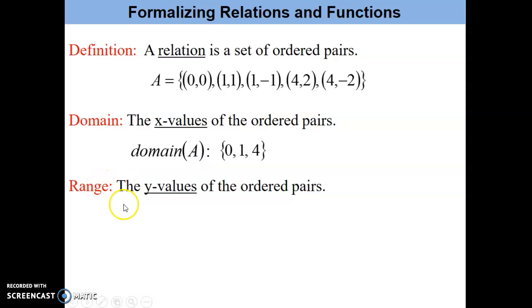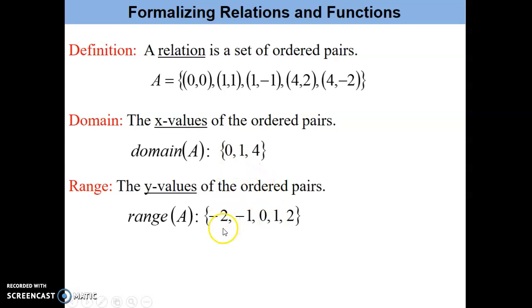Now, our range here for this relation is going to be all of the y values. So when we plug in these x values, like for example 0, what was the y value that went with 0? Well, right here, it was 0. And so one of our range values will be 0. Okay, but we look at all the y values and we put them in order from least to greatest, same as we did with the domain.